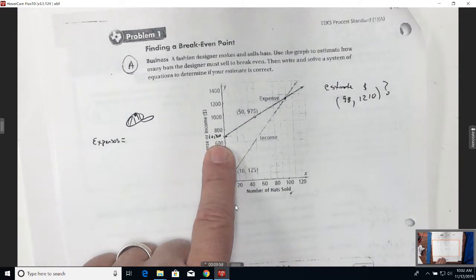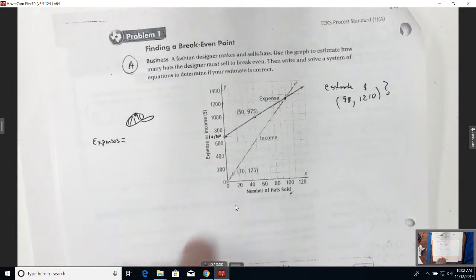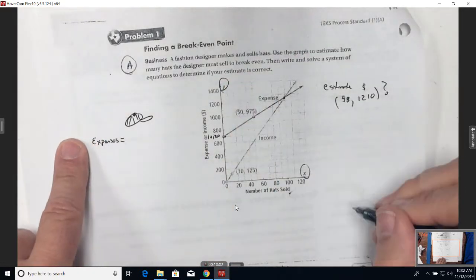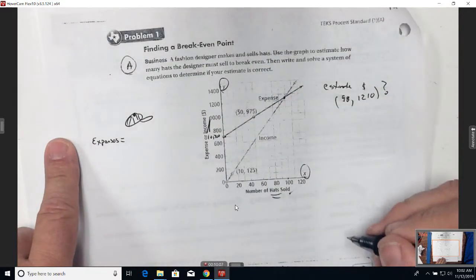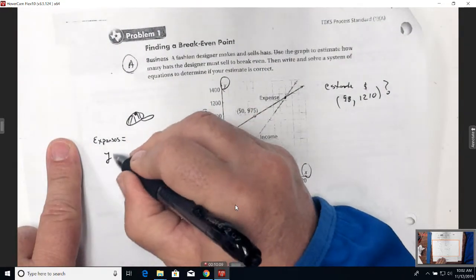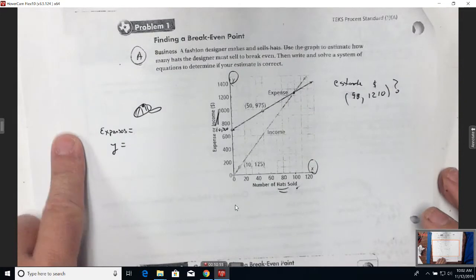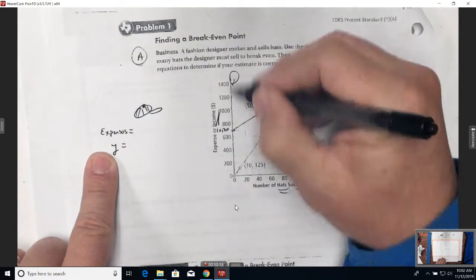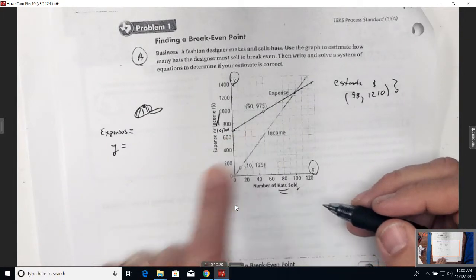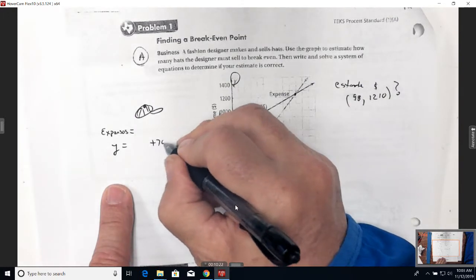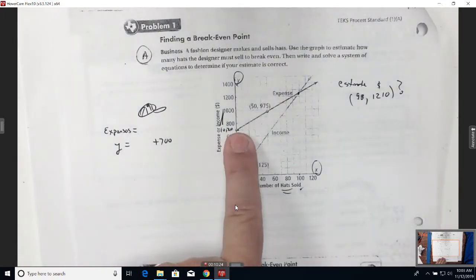That's a y-intercept. When you write an equation in terms of y and x, x is the hats, y is the income. Instead of saying expenses, couldn't I say my costs? Y is my cost, is equal to my initial cost in slope-intercept form. That's my y-intercept, is it not?